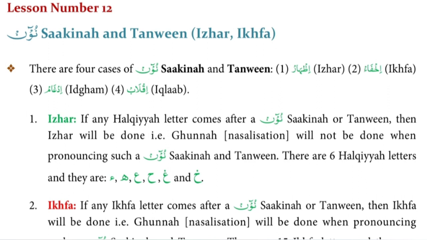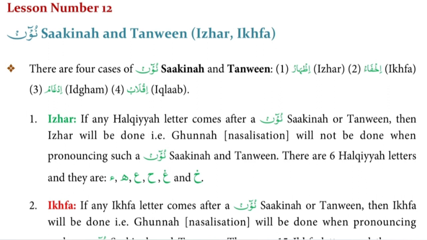If you remember, you learned in lesson number 7 that any letter that has jazm on it is called sakin. If ba has jazm on it, ba is sakin. Jim has jazm on it, jim is sakin. So when the letter noon has jazm on it, noon is sakin. And tanween, you learned in lesson number 5: two zabar, two zer and two pesh are called tanween. So there are some rules about noon sakin and tanween.